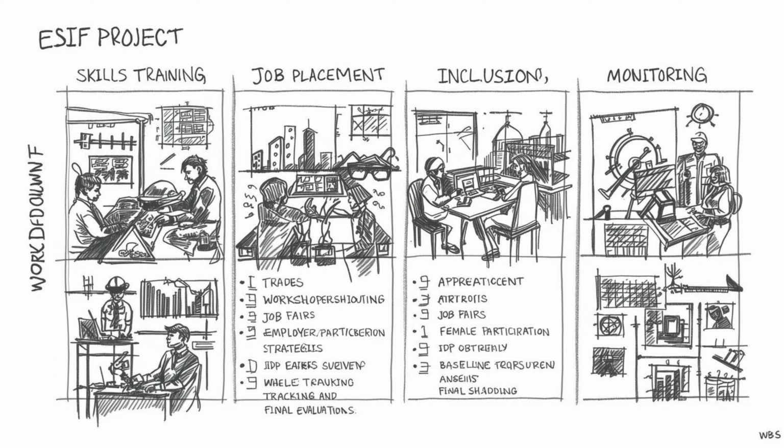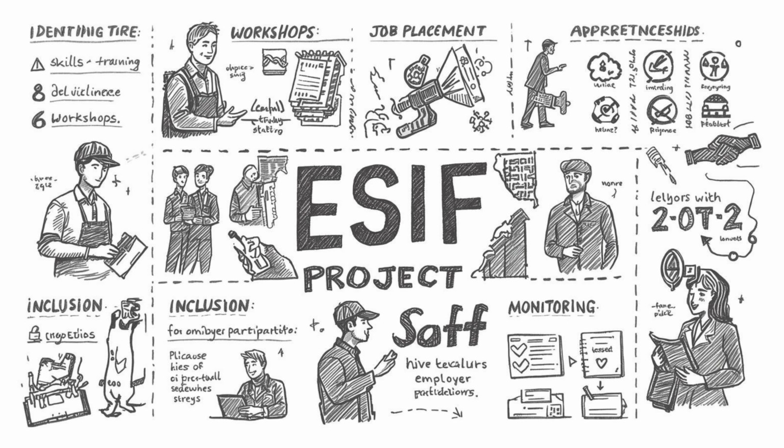Job placement. Activities here focused on linking participants to the labor market through apprenticeships, building partnerships with employers, and organizing job fairs. Inclusion. Special attention was given to vulnerable groups, especially by developing a female participation strategy and conducting outreach to internally displaced persons, IDPs. Monitoring. To track progress, the project carried out baseline surveys, continuous progress tracking, and final evaluations to measure impact.